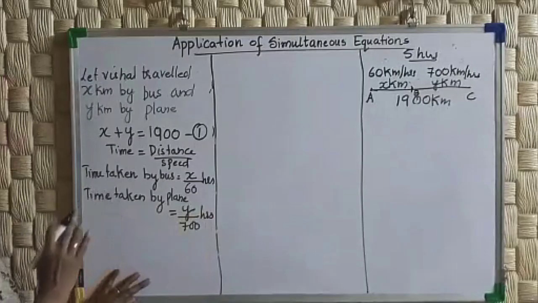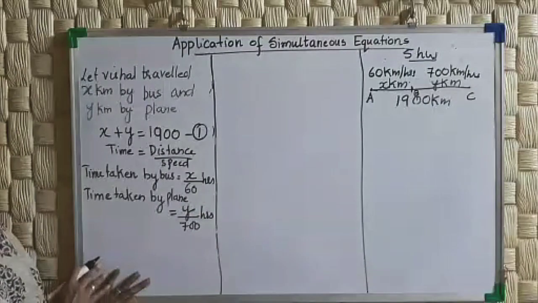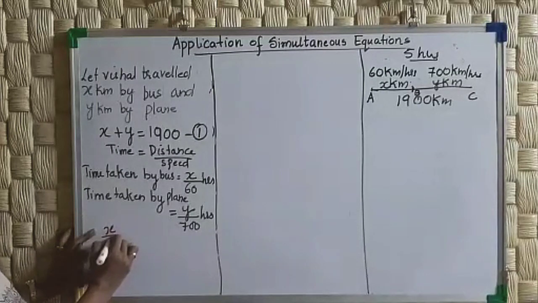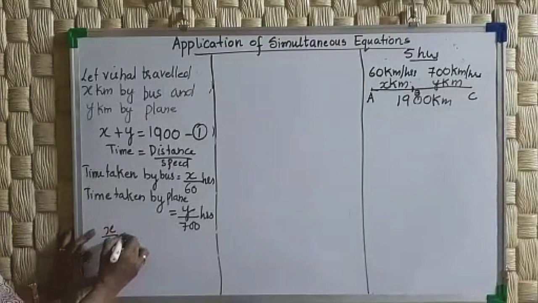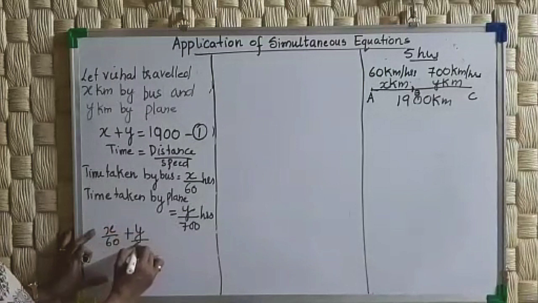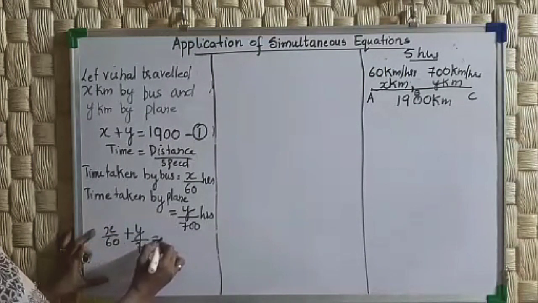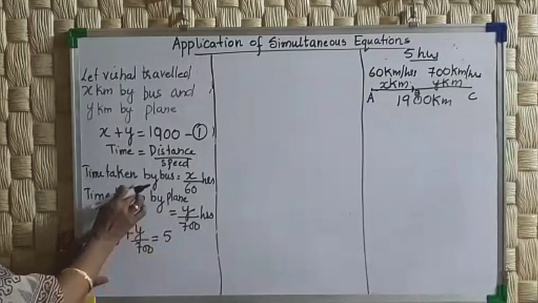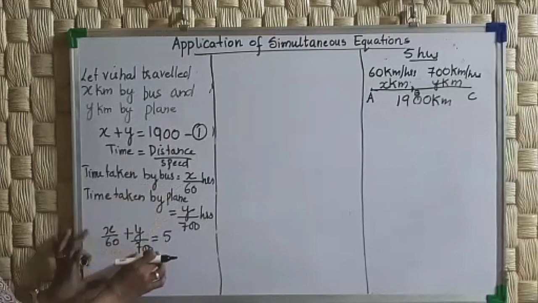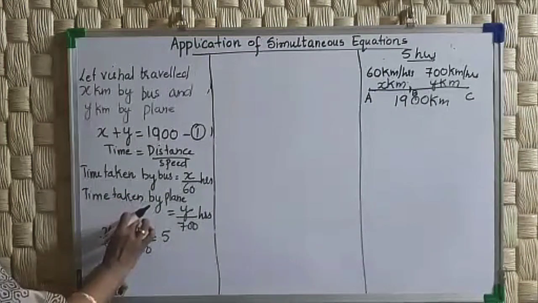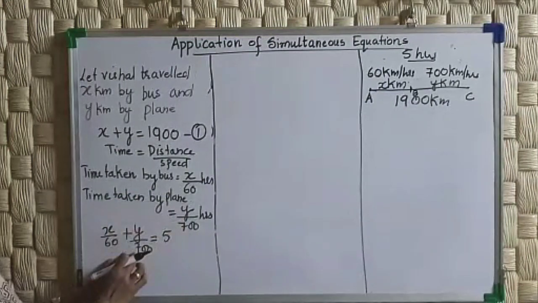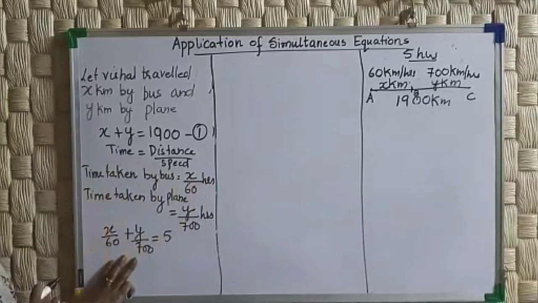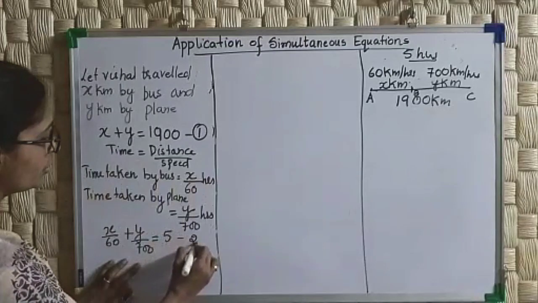So, according to the second given condition, the equation framed will be X upon 60 plus Y upon 700 equal to 5. That is, the time taken while travelling by bus plus the time taken while travelling by plane is equal to the total time taken to cover the complete journey. So we have two equations here.